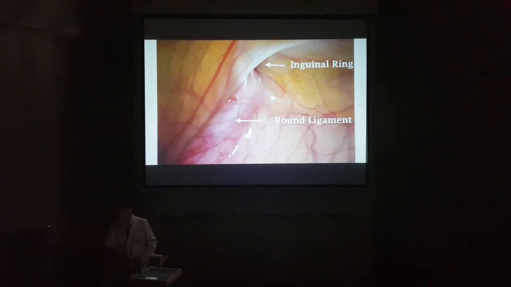This is a laparoscopic image of the internal opening, and it is in the case of a female because it is going to contain the round ligament of the uterus. In the case of the male, it is going to contain components of the spermatic cord, the vas deferens and testicular arteries and veins. So this is the point where the inguinal canal starts.